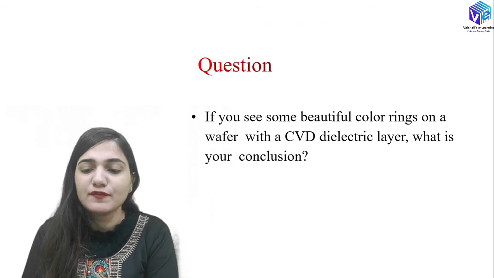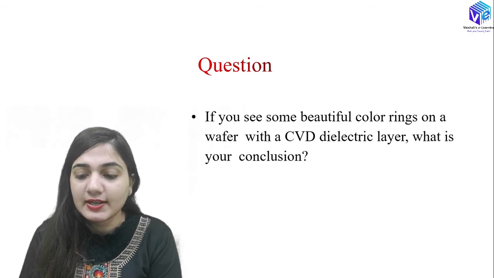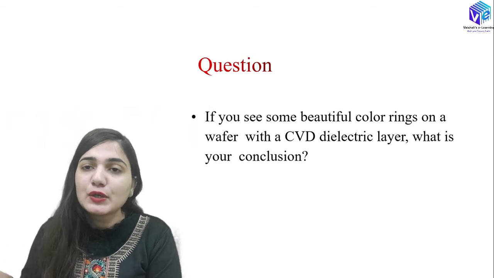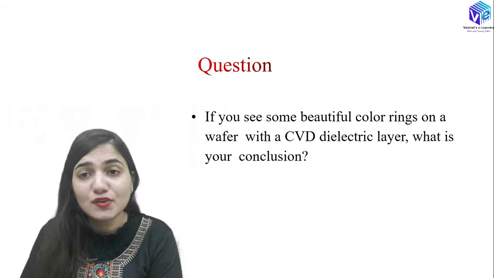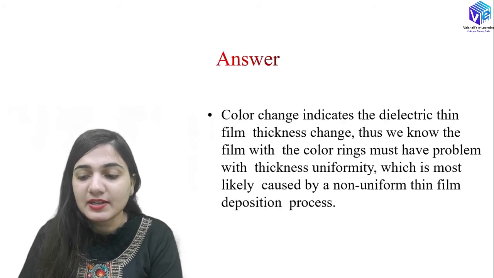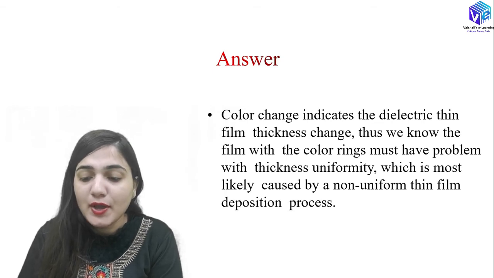There is a question: if you see some beautiful color rings on a wafer with a CVD dielectric layer, what is your conclusion? If I am seeing various colors on the dielectric layer, it means I have different thickness, which means it is not uniform. Color change indicates the dielectric thin film thickness is changing, and thus we know the film with color rings must have a problem with thickness uniformity. It is not very uniform, which is most likely caused by a non-uniform thin film deposition process, right?